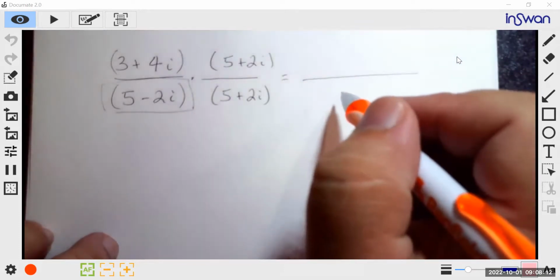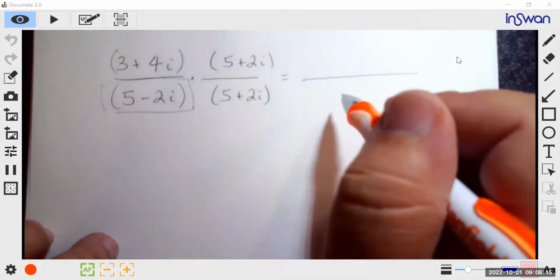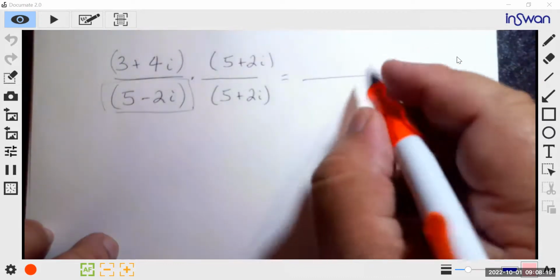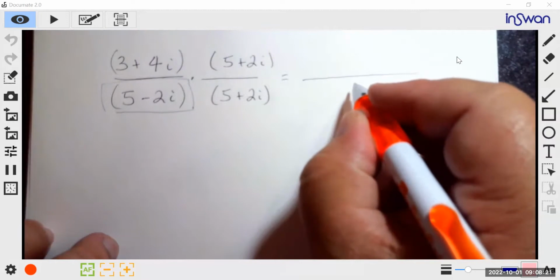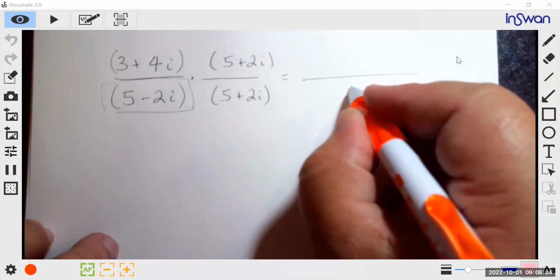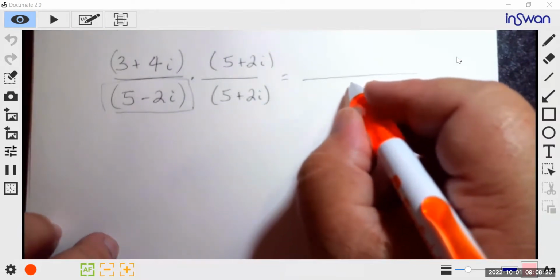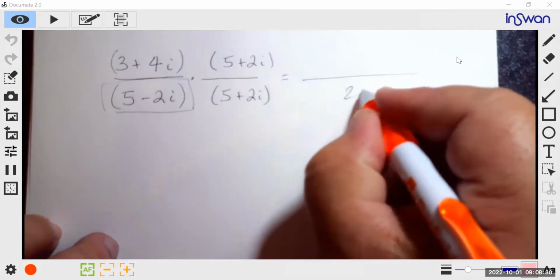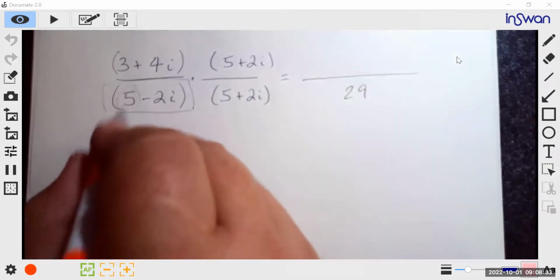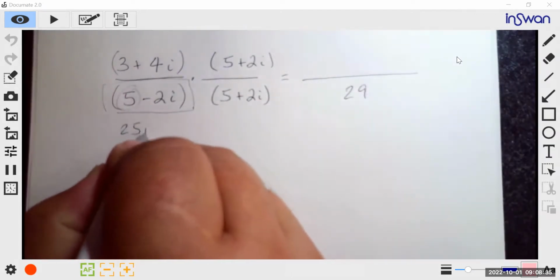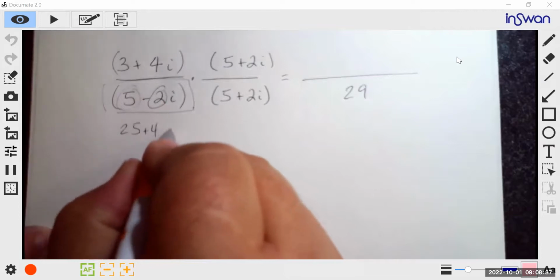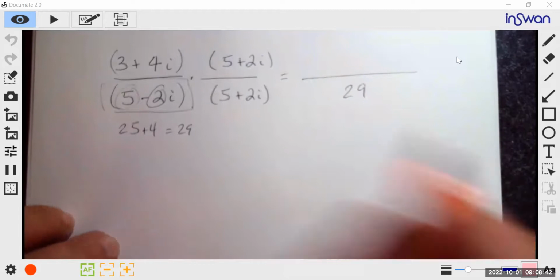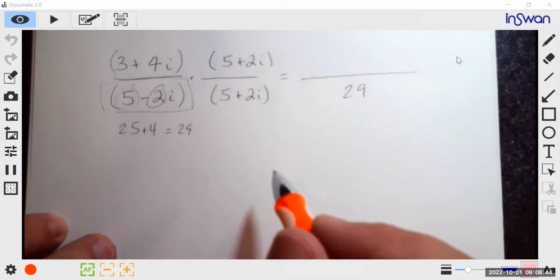Can you tell me what the bottom number is going to be just by looking at it? Using the shortcut method? Very good, 29. 5 squared is 25. 2 squared is 4. 25 plus 4 is 29. That only works on the bottom. The top part, we have to work it out.